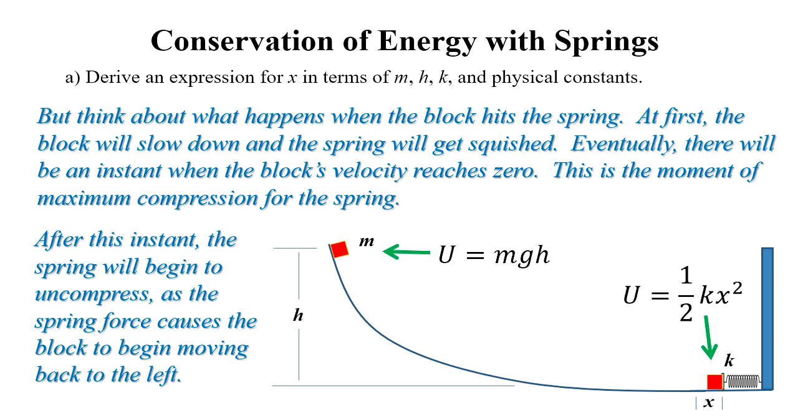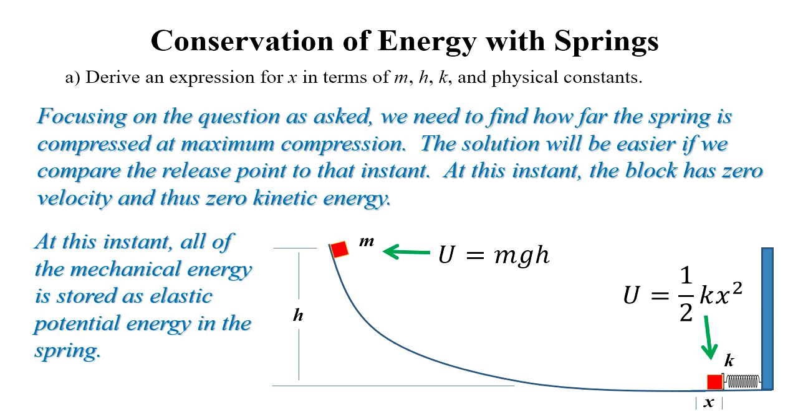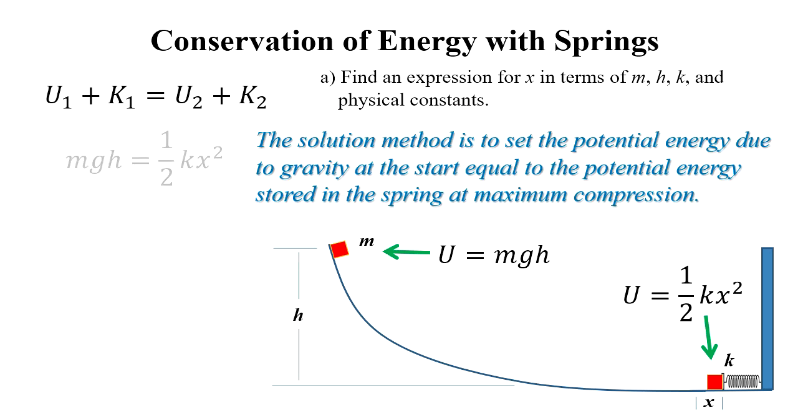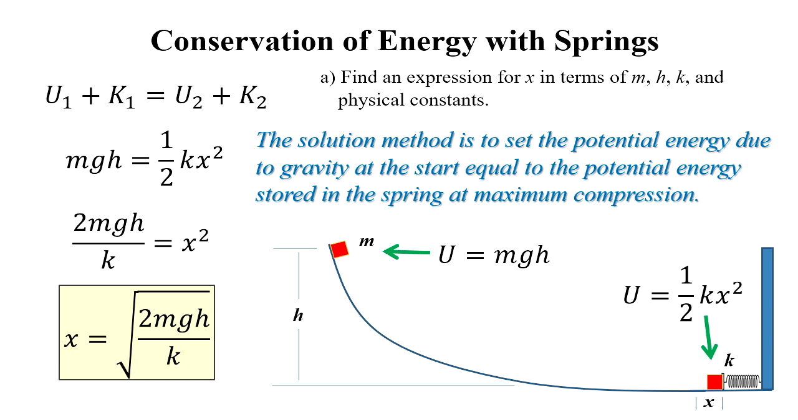Focusing on the question as asked, we need to find out how far the spring is compressed at maximum compression. The solution is going to be easiest if we compare the release point at the top of the hill to that instant of maximum compression, where the block has zero velocity and thus zero kinetic energy. Let's proceed with our derivation. The solution is going to be to set the potential energy due to gravity equal to the potential energy stored in the spring at maximum compression.